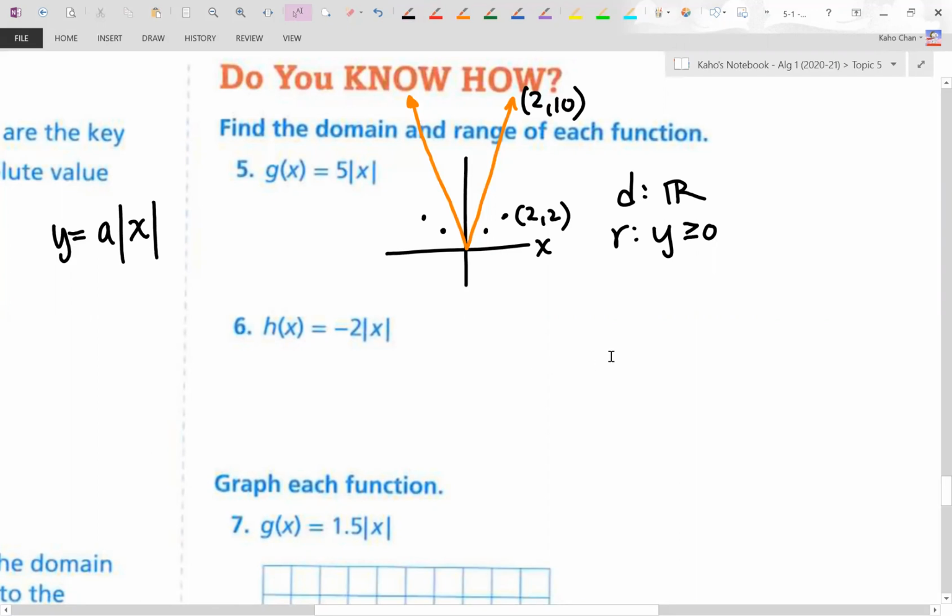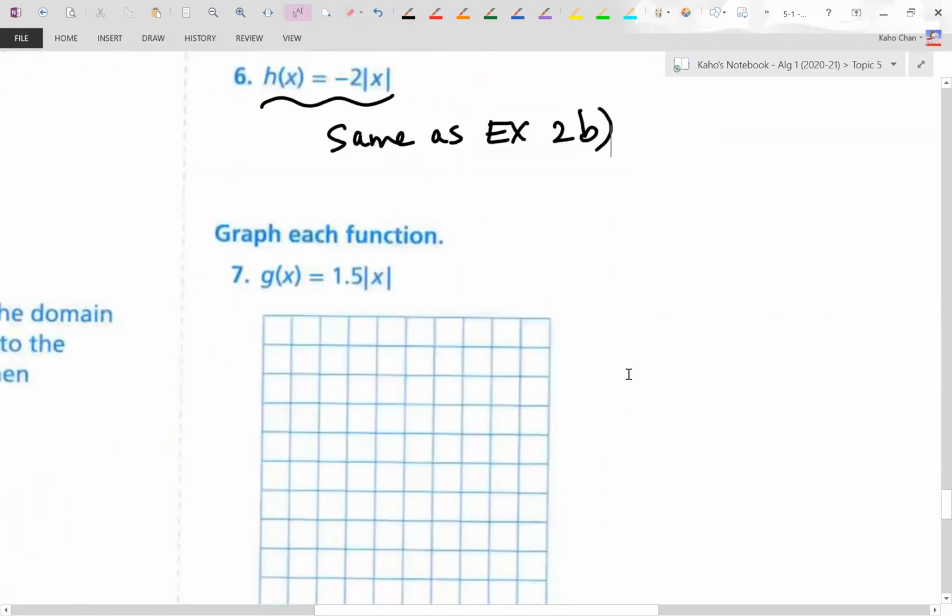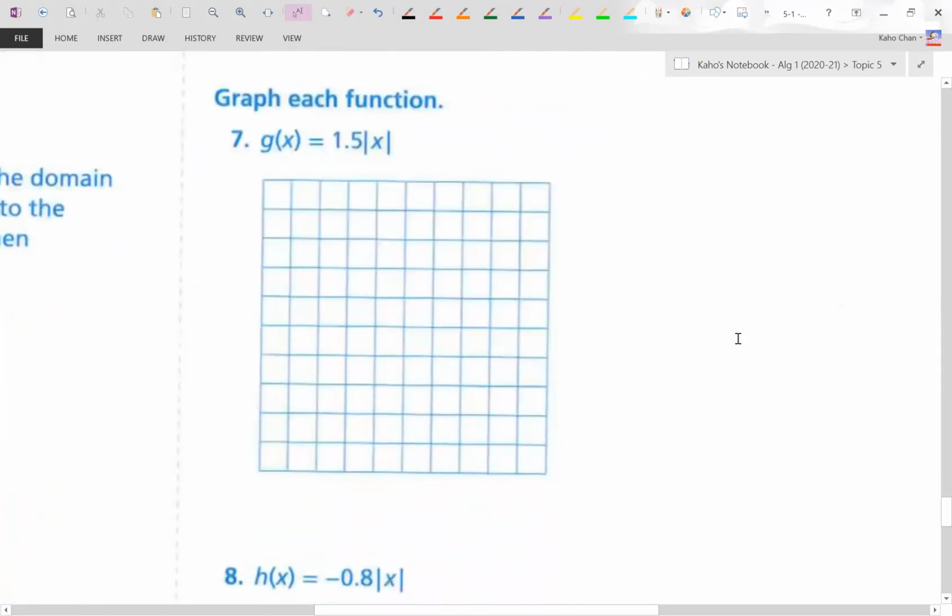Number 6. Strange. Looks kind of familiar, right? Well, we don't have to do number 6 because it's the same as example 2b from the previous page. We can skip that. All right, moving on to number 7.